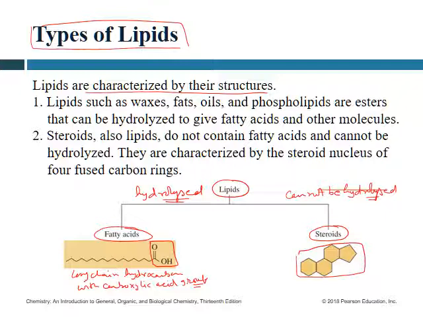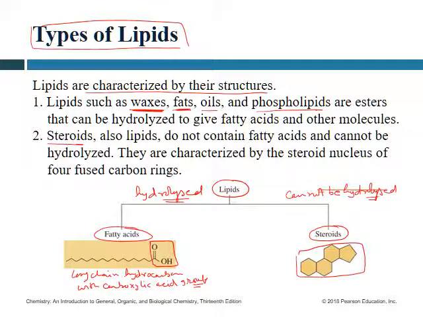So let's see what the different kinds of lipid are that give you a fatty acid as one of the products after they get hydrolyzed. Examples are waxes, which are one type of lipid, then fat, oil, and phospholipid. These are the examples that can give you a fatty acid as a byproduct after hydrolysis, because all these lipids are made up of fatty acid and some other molecule.